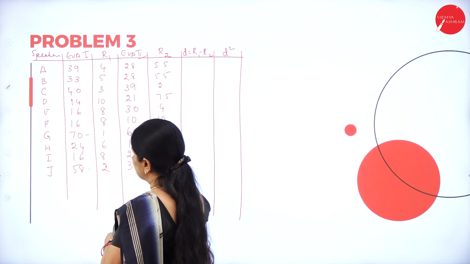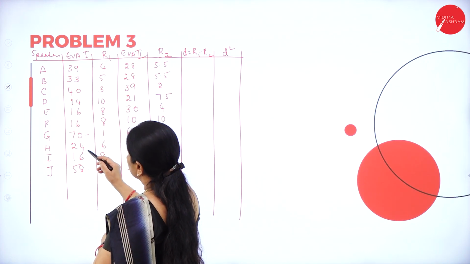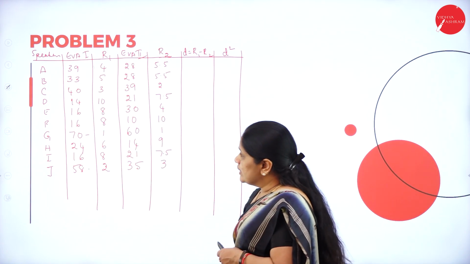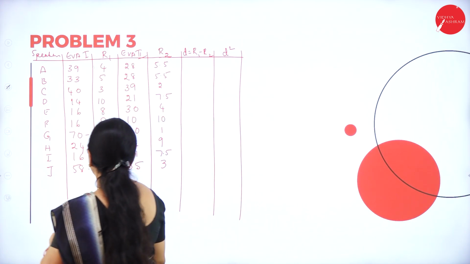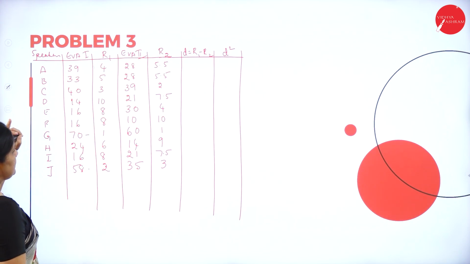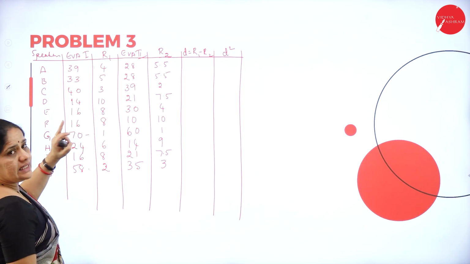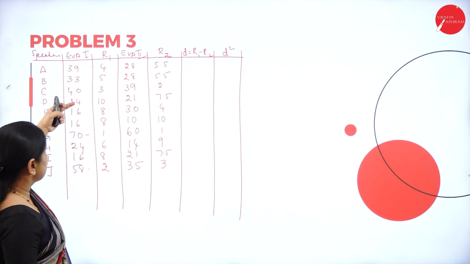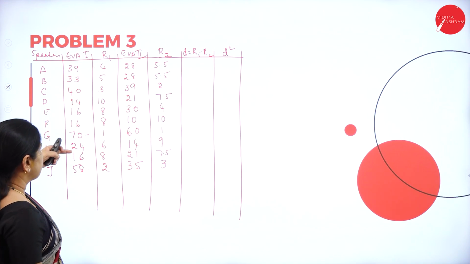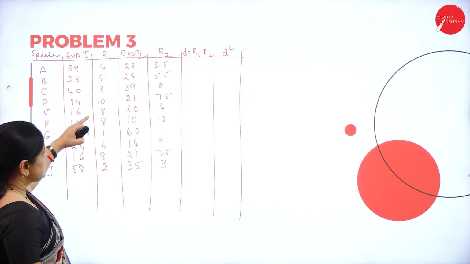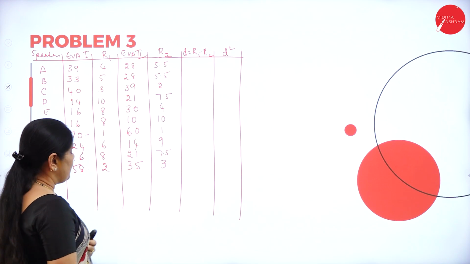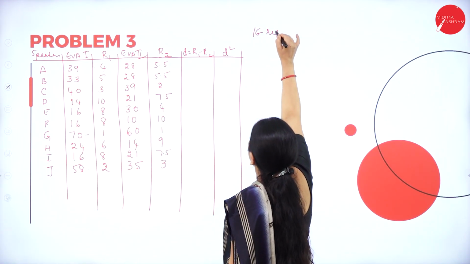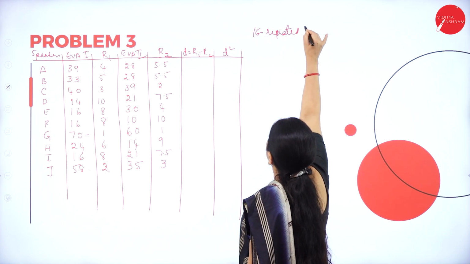Now after 24, the next highest value is 16. So this rank is shared between the 7th and the 8th ranks. If you can see here, 16 has been repeated 3 times, 1, 2, 3 times. So after 6, the ranks 7, 8, 9 are shared. So 16 is repeated 3 times.